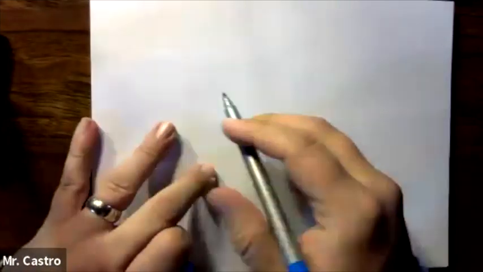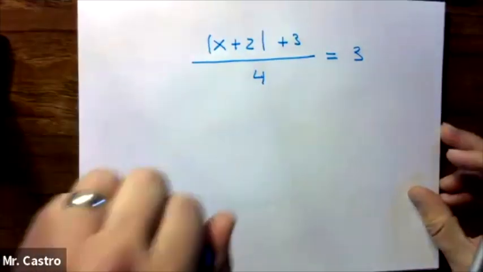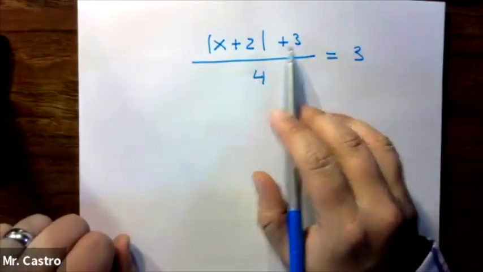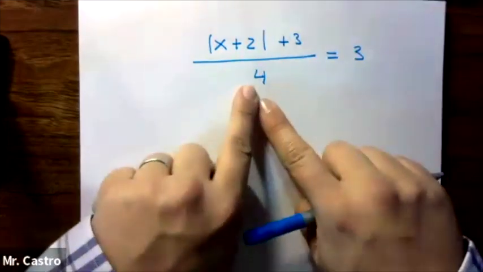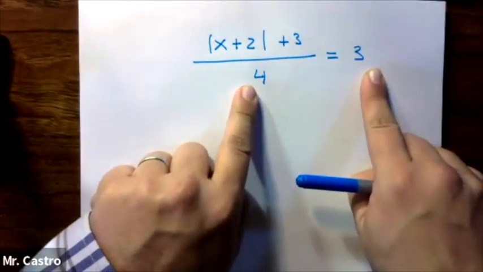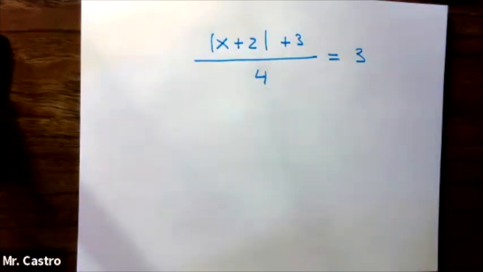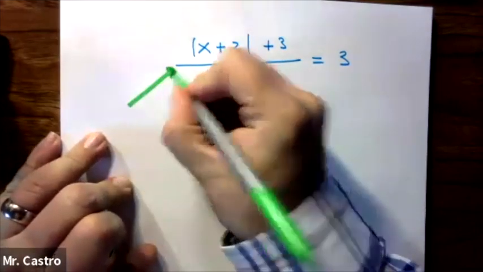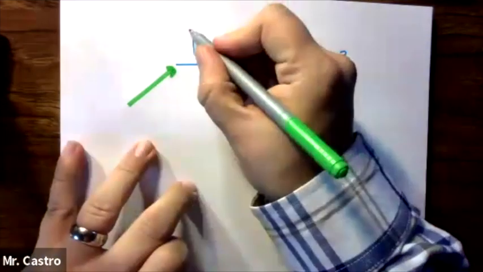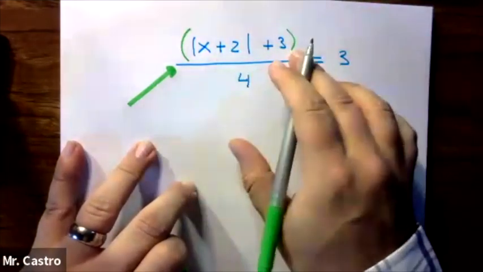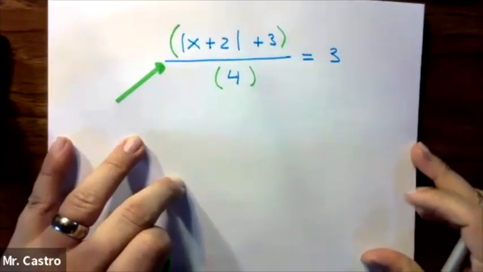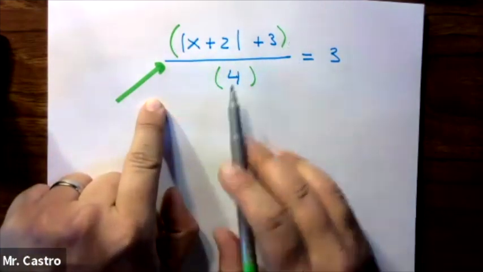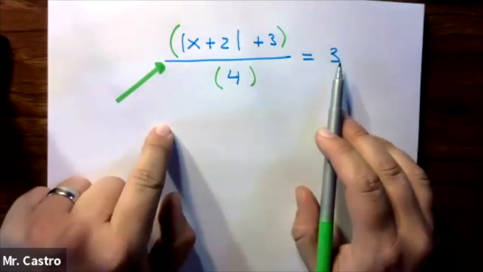All right, now we're going to do this. The absolute value of x plus 2, plus 3, all over 4, is going to equal 3. All right. So what do I do here? Now remember that this line right here is called a vinculum, meaning that we have parentheses around everything in the top and then parentheses around everything at the bottom. So I have this whole number here divided by this number here is equal to 3.